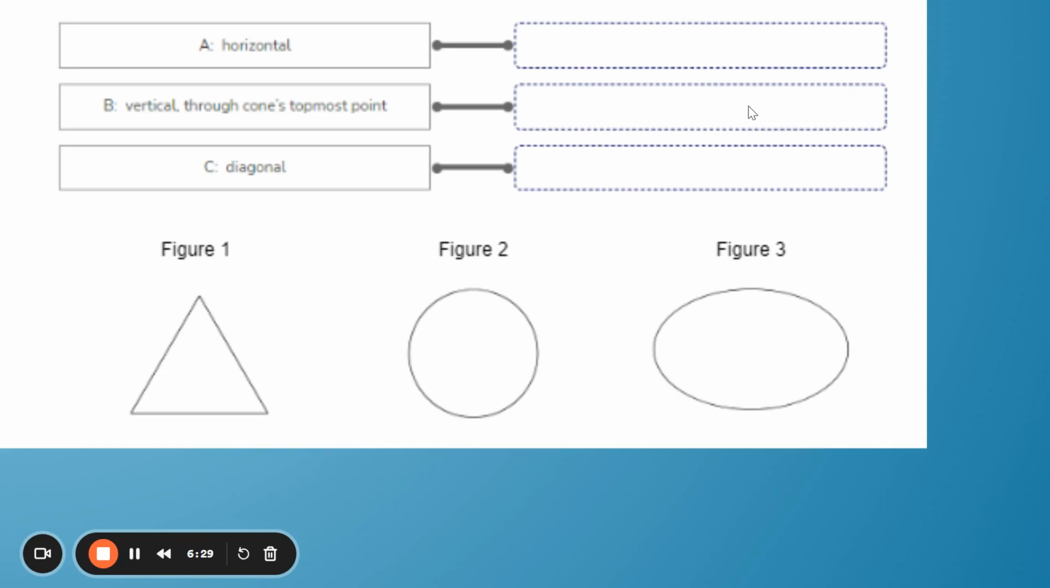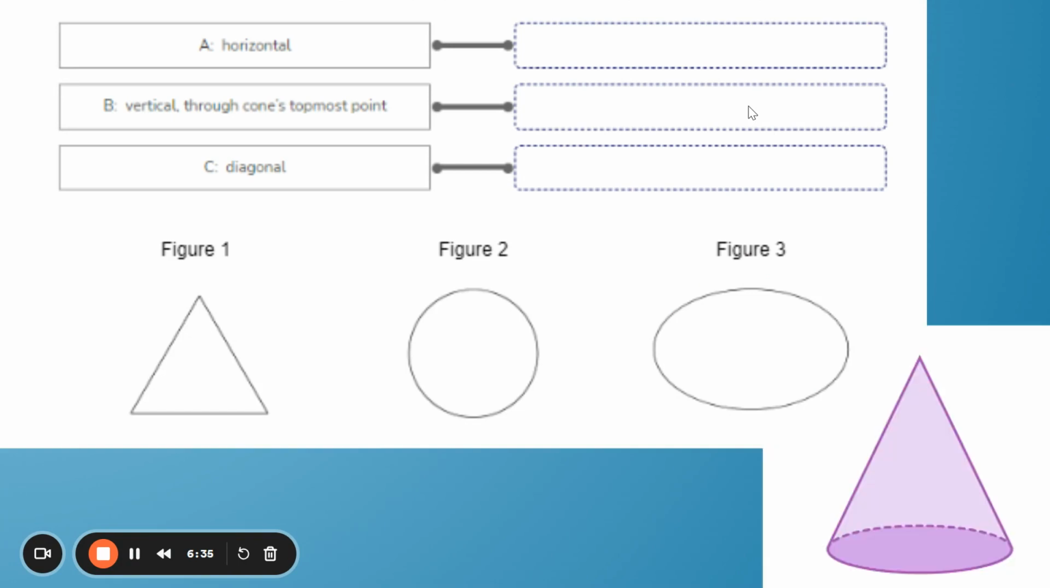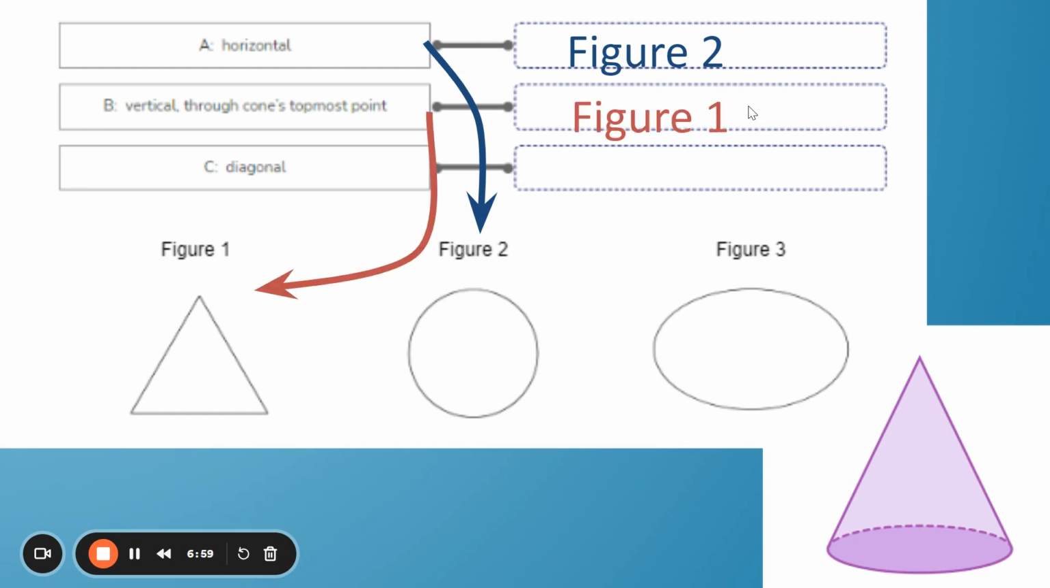With this one now, we're looking more at cross sections, and specifically we're looking at cross sections of a cone. So to help us visualize this, I am going to put a cone right here on our screen. The first one, A, is asking for the horizontal cross section. So if I take this cone and slice it horizontally, I will end up with a circle. Question B is asking for a vertical slice through the cone's apex, or the topmost point. If I do that, if I slice it from top down, open it up and look at it, I will end up with a triangle. And last but not least, if I cut this at a diagonal, I will end up with an ellipse, or an oval shape. So figure 3.